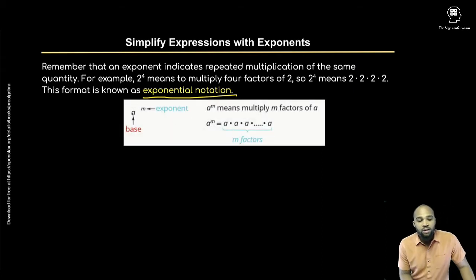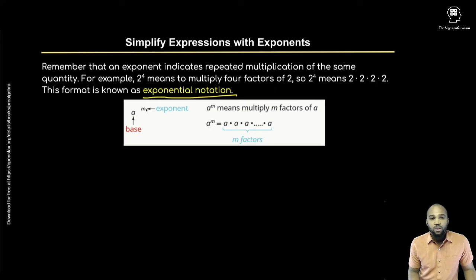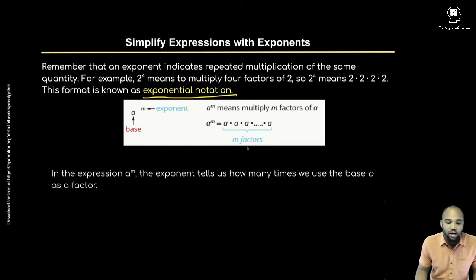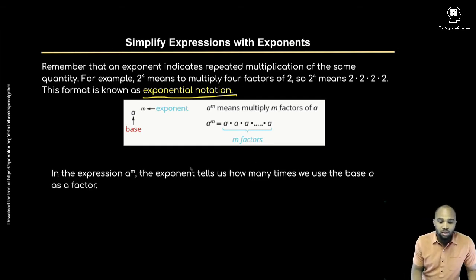The format here is some base a to the exponent m. You can use any letter there, but they use a to the m, where a is some variable or number, but to some power. What all that's saying is that you're going to take that base times itself that many times, that power. So if it's m, that means it's m times. I think you get that idea. In the expression a to the m, this exponent tells us how many times we should use the base a as a factor. Here's an example.